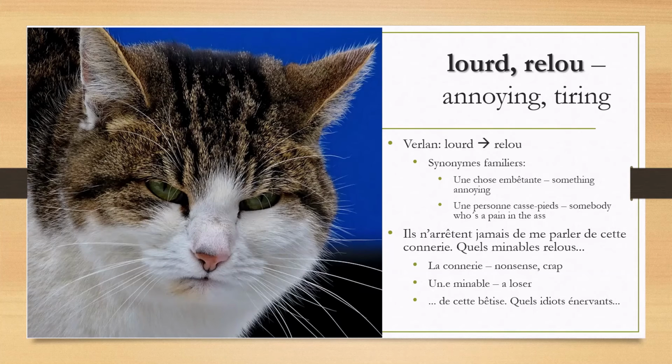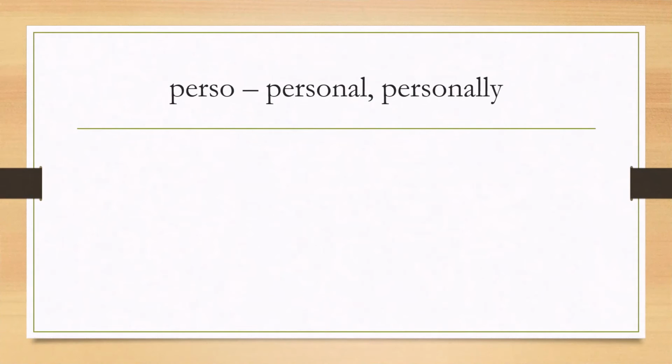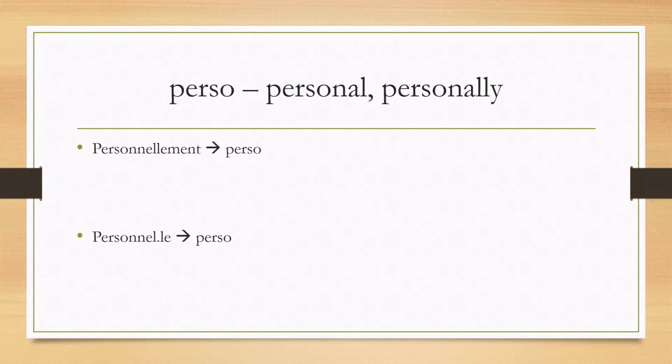And then there's a final expression for you today, which is very interesting. It's kind of like an abbreviation: perso. As you can see, it can either be translated as an adjective, personal, or as an adverb, personally. So in the French language, we have personnellement, which in the informal register becomes perso, or the adjective personnel, in the feminine and masculine form, which also becomes perso.